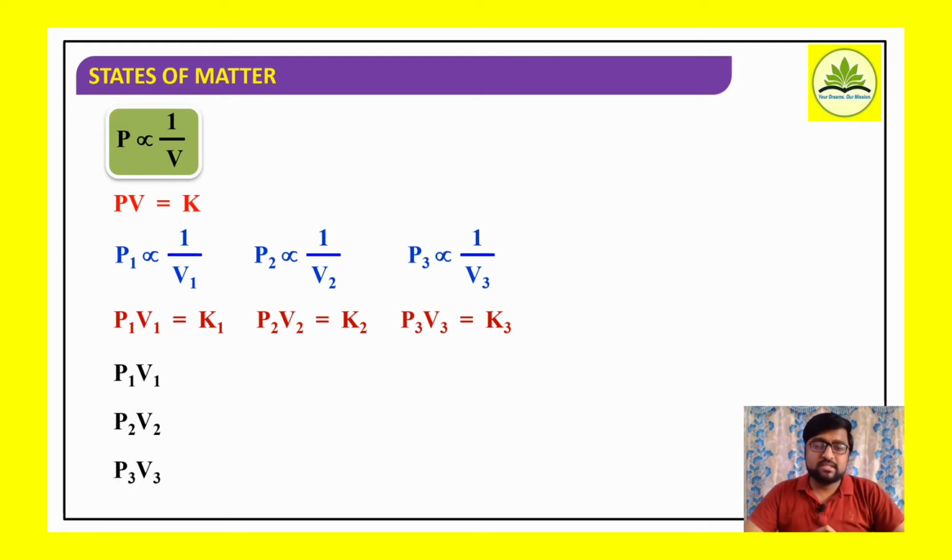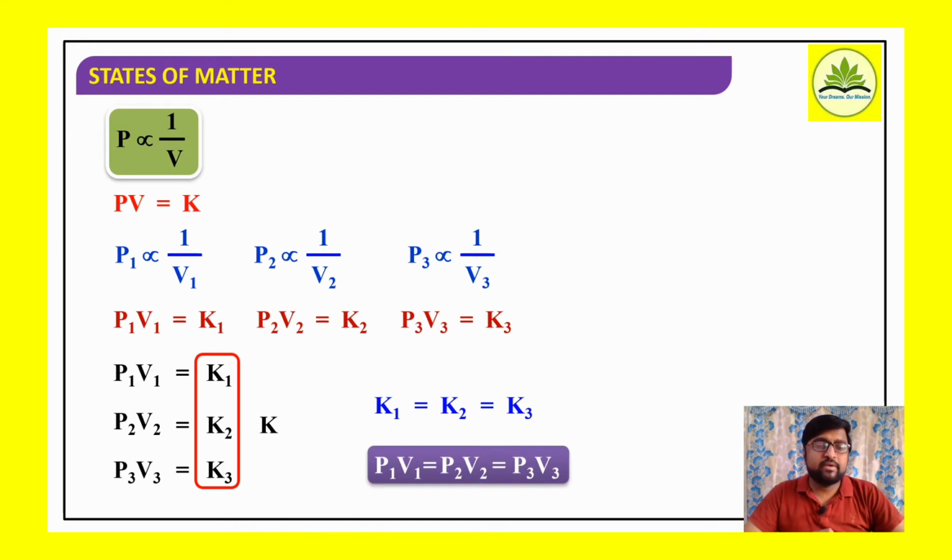So we considered three values for pressure and corresponding volumes: P1, P2, P3 and V1, V2, V3. The product P1 V1, P2 V2, P3 V3 will always be a constant K. Therefore we can equate P1 V1 is equal to P2 V2 and further equal to P3 V3. With the help of this expression, if you know any two pressure values and a volume, the other volume can be calculated.